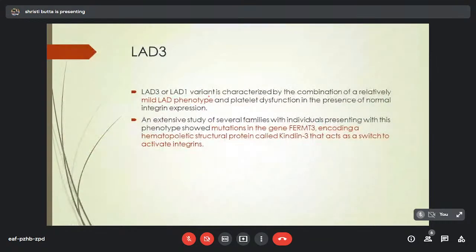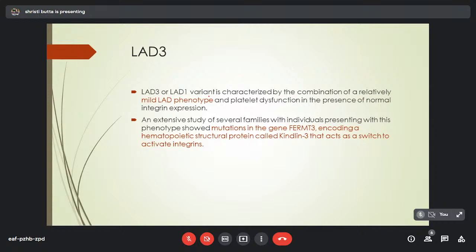Now coming to LAD3. LAD3 is a LAD1 variant. It's a mild LAD phenotype, a mild leukocyte adhesion defect. Why do I say mild? Because extensive studies have revealed that there is a mutation in the FERMT3 gene. Now what is this FERMT3? FERMT3 is a gene that encodes a hematopoietic structural protein called kindlin-3.